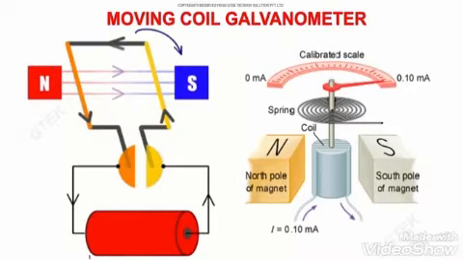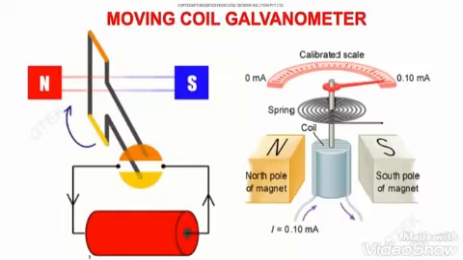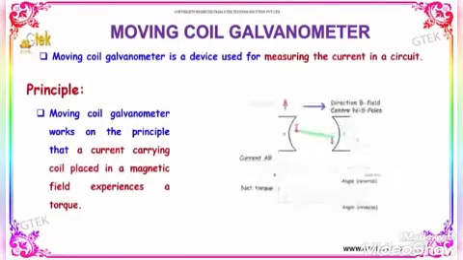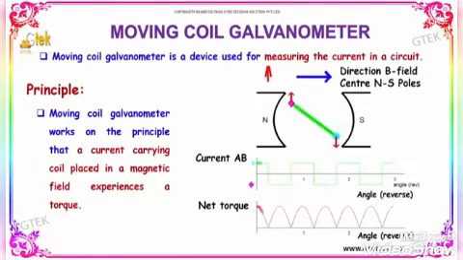Let us learn about the moving coil galvanometer. It is a device used for measuring the current in a circuit. Here you see the diagram. The coil is placed between the pole pieces of a magnet, so it is experiencing a torque. Principle: a current carrying coil placed in a magnetic field experiences a torque.